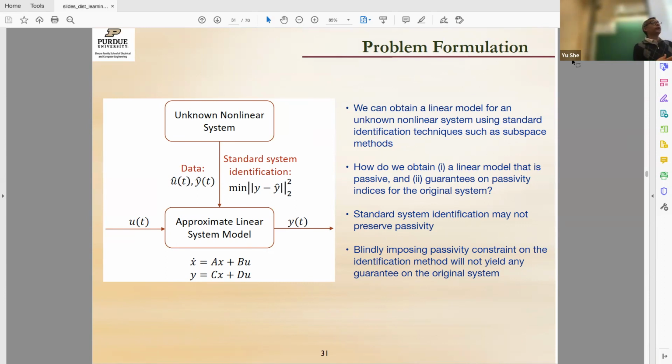But in this case especially, since we want to have a closed loop passivity index, I want a guarantee on what is the passivity index of the original nonlinear system or the open loop system. Then I can design a controller for the closed system, right? So how do I obtain a linear model that is itself passive, but more interestingly, it guarantees a passivity index for the original system? I can just impose a passivity constraint on standard identification, like a subspace identification or something, but that will be a horribly nonlinear, non-efficient problem. And again, it will not yield any guarantee. But passivity of this system implies passivity of that system.